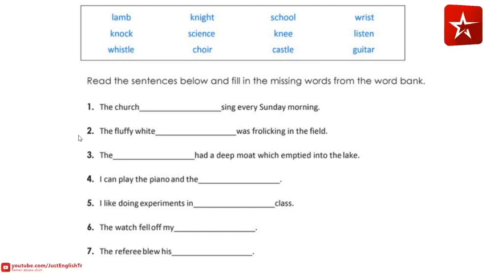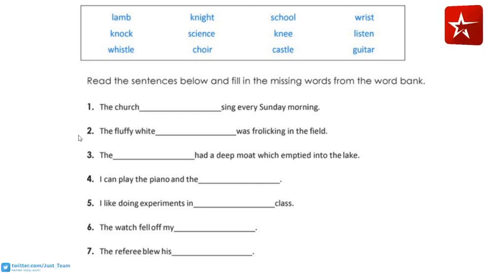Number two is lamb. So fluffy lamb means small and cute lamb. Yes, not weasel. Mutlu Yar, Eren Akyüz and Dilan Yıldırım wrote the correct answer. Weasel is a kind of making a sound, okay? Lamb is a correct answer. Yes, lamb. Number three, the blah blah blah had a deep mouth which emptied into the lake.